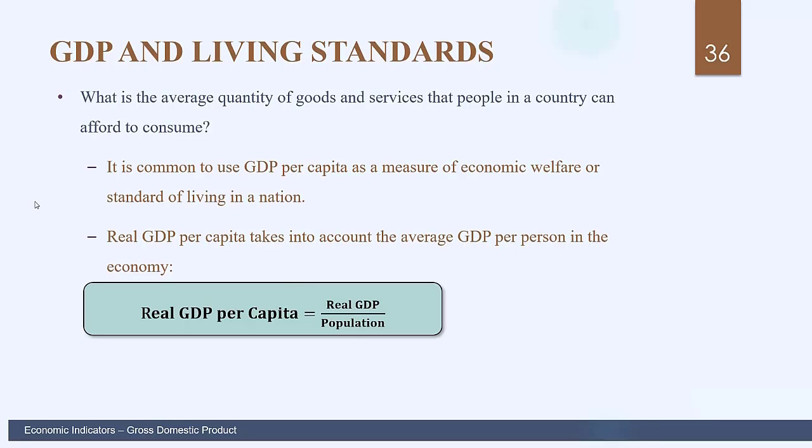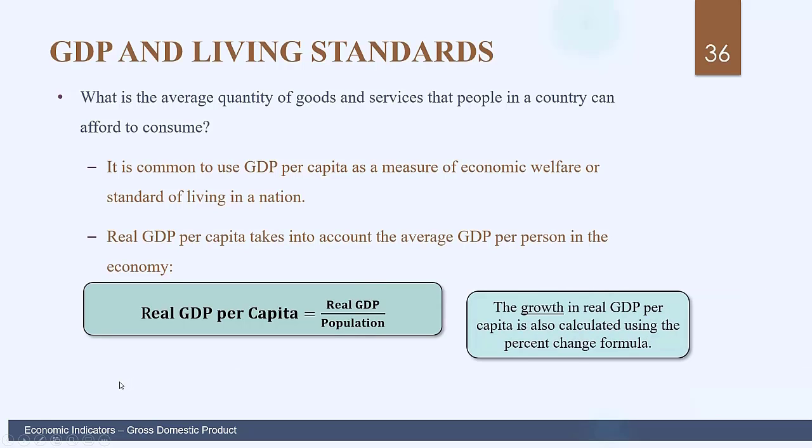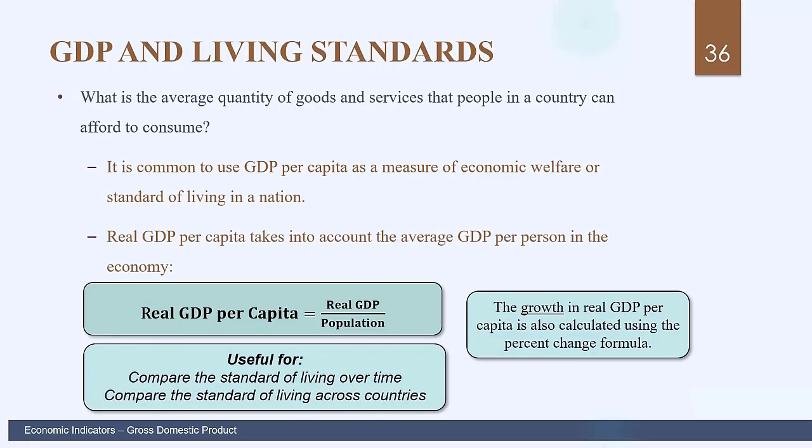So the formula for calculating real GDP per capita is simply just real GDP divided by the population. Okay? The growth in real GDP per capita will also be calculated using our percentage change formula. And so this measure is very useful for comparing not only the living standards over time within a country, but you can also compare the living standards across countries.